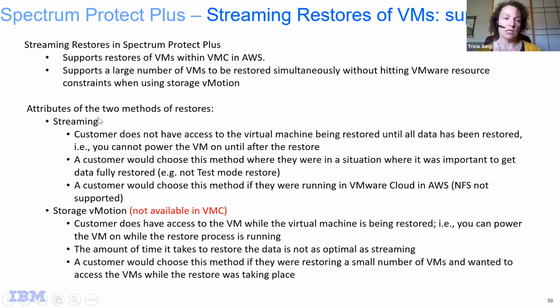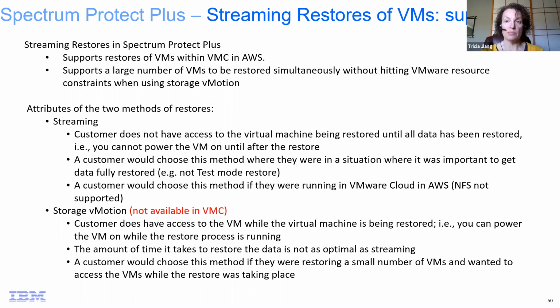Now, the difference between a streaming restore versus a storage vMotion restore, first of all, your storage vMotion is not going to be available in the AWS VMCs, but the streaming is going to bring back the entire restore prior to you having access to that. Whereas with storage vMotion, you can actually start accessing that virtual machine while it's still being restored. Your restore is not going to be as fast, but it is going to be more accessible faster.